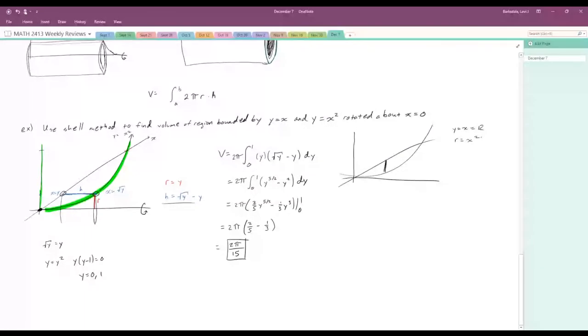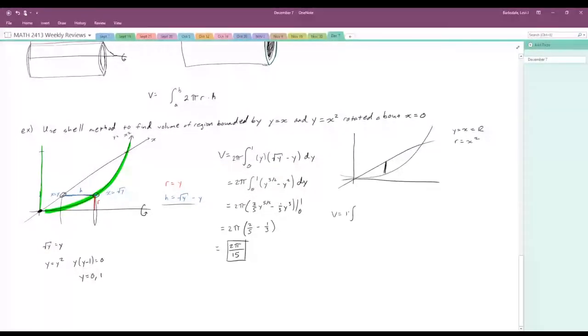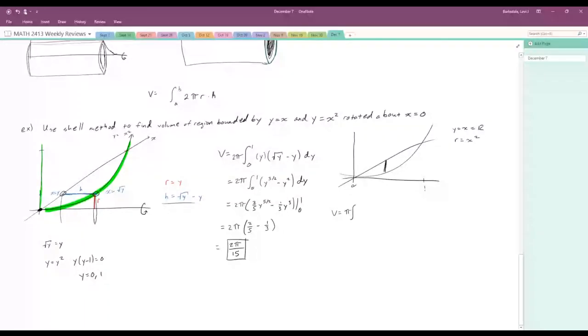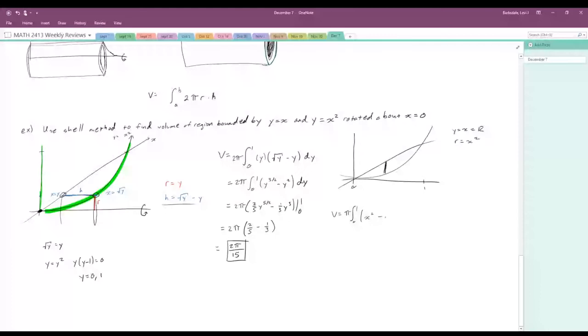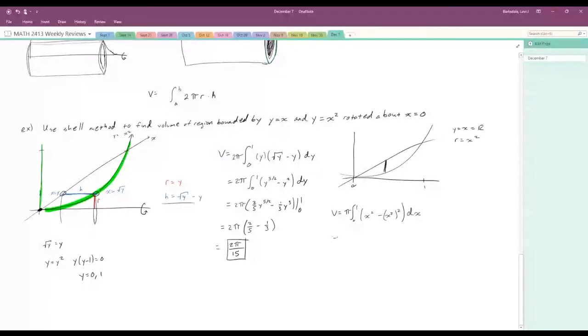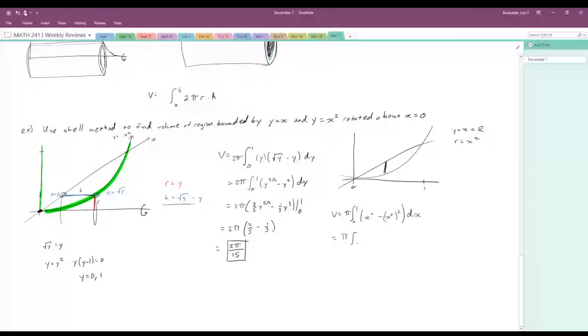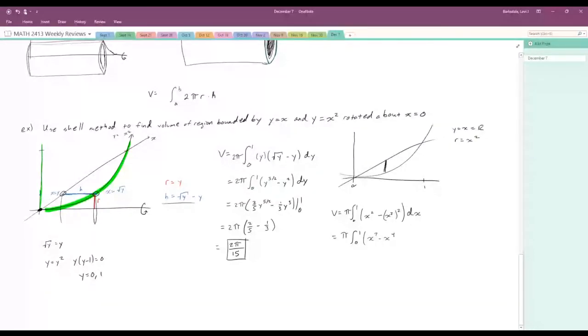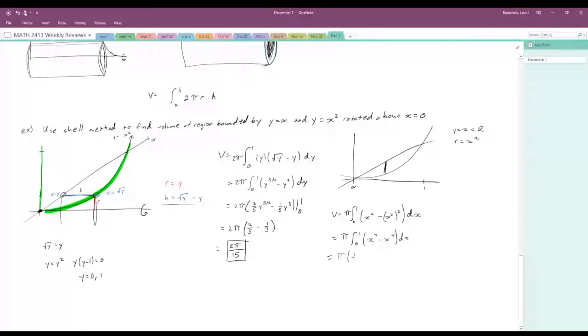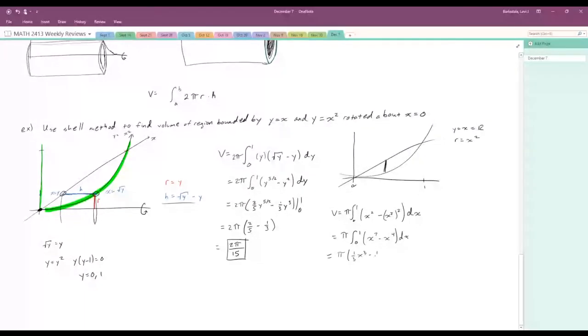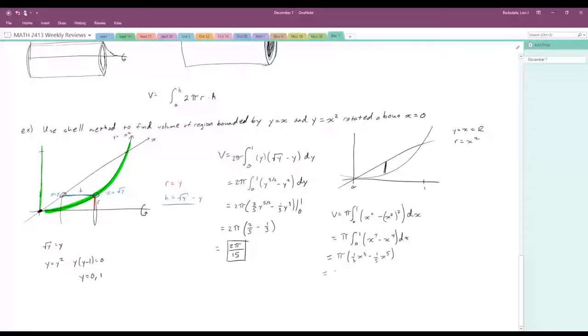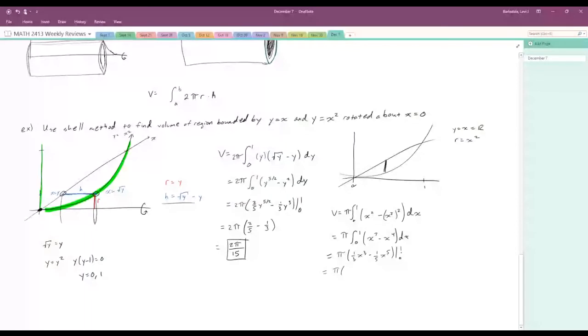So I can set up this integral. Pi, my limits are 0 to 1. And I would have capital R squared minus lowercase r squared. And that would get me pi times the integral from 0 to 1, x squared minus x to the 4th, which gets me pi times 1/3 x cubed minus 1/5 x to the 5th, which is pi times, again I'd have 0 to 1, so just 1/3 minus 1/5.